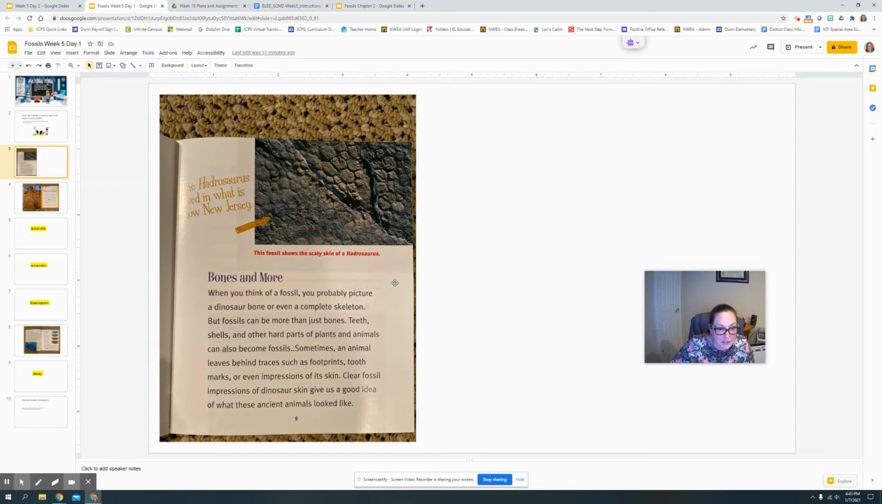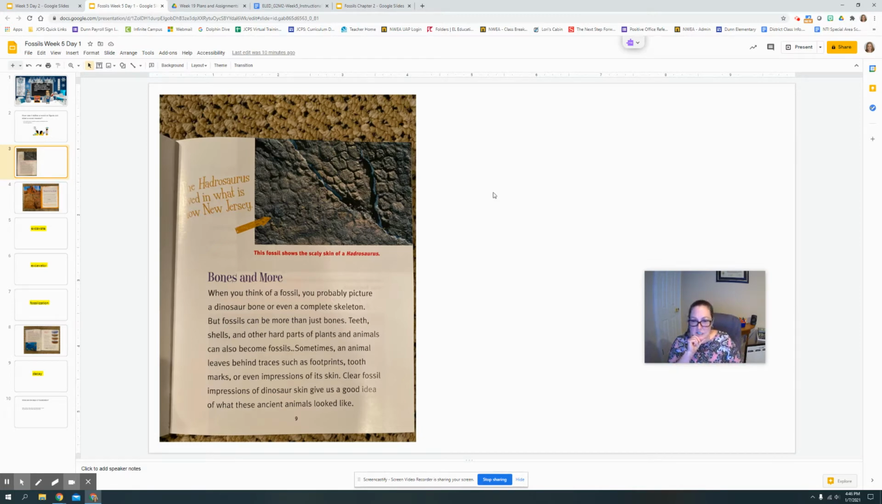Bones and more. When you think of a fossil, you probably picture a dinosaur bone or even a complete skeleton. But fossils can be more than just bones. Teeth, shells, and other hard parts of plants and animals can also become fossils. Sometimes an animal leaves behind traces such as footprints, tooth marks, or even impressions of its skin. Traces. I'm not sure about that word. I know trace can mean like when you draw, you can trace something.